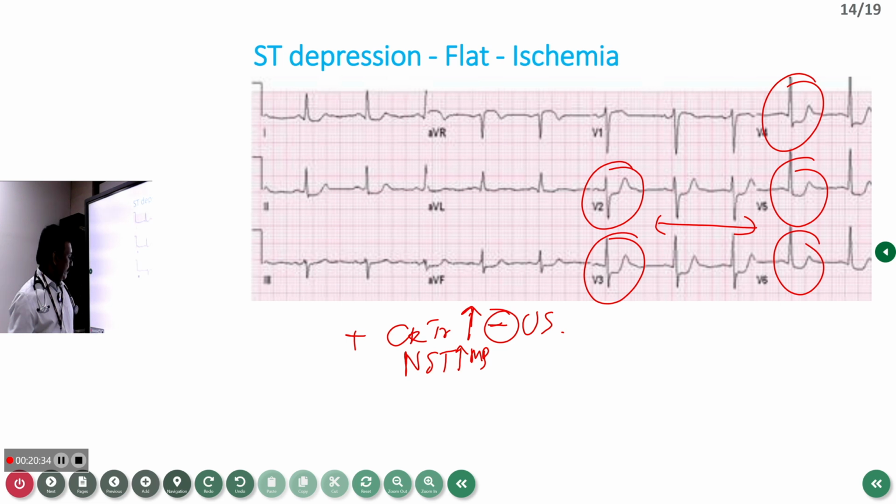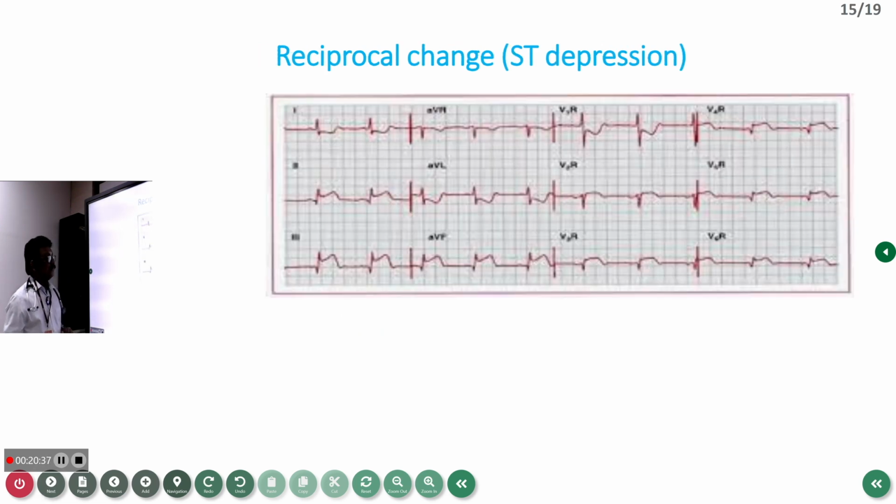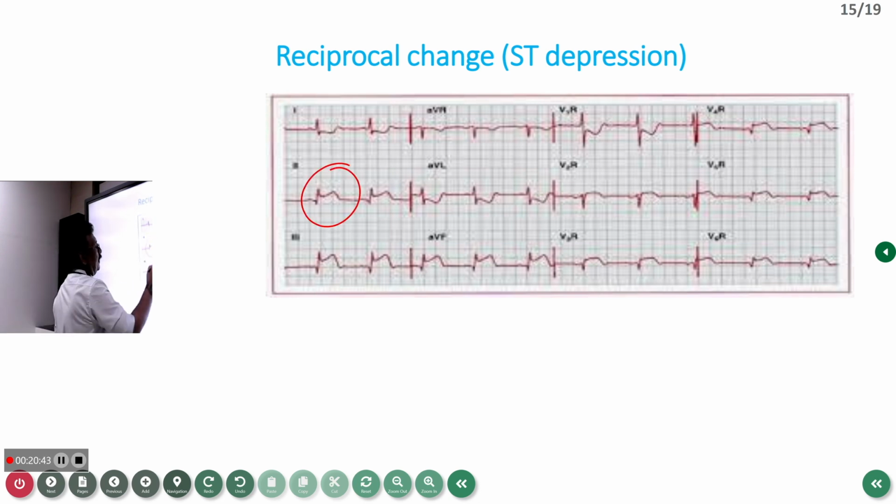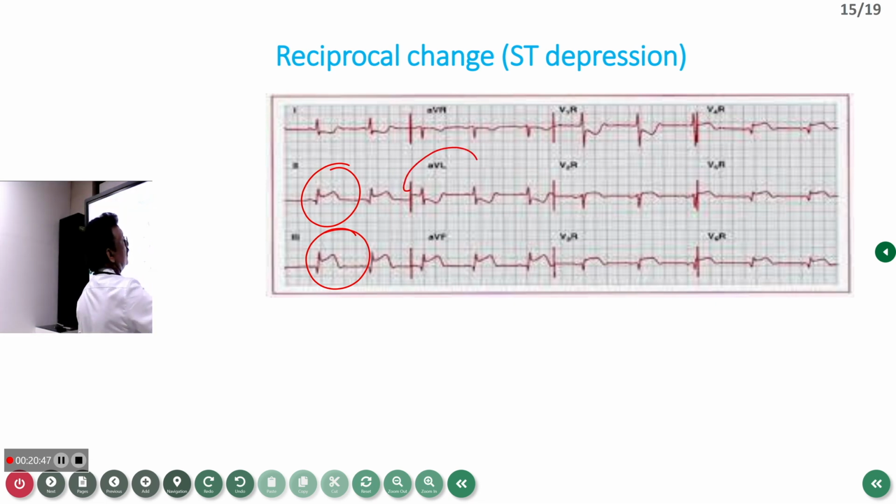Now reciprocal changes we have already seen in myocardial infarction. Here what you are seeing is ST segment elevation in lead 2, lead 3 and aVF. So it's an inferior wall myocardial infarction. What you are seeing in V1, V2, all these are ST depression. So that is a reciprocal change.